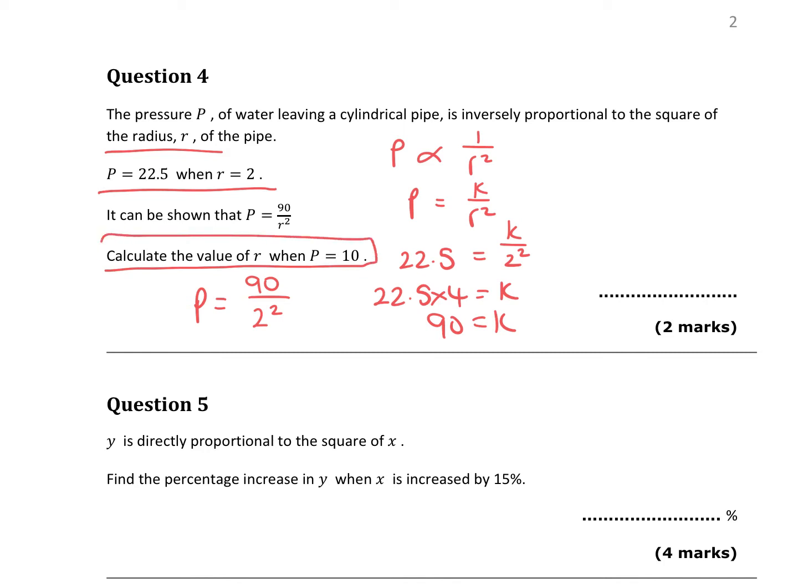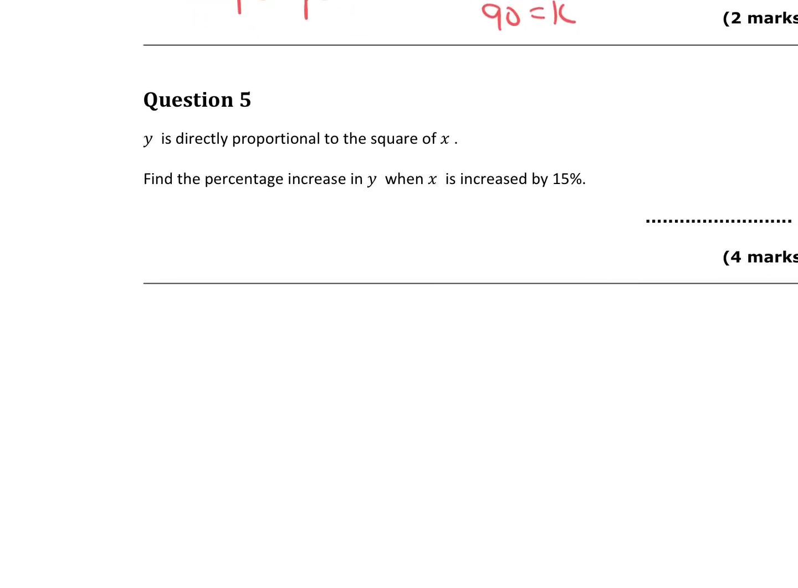Calculate the value of R when P equals 10. So when capital P equals 10, sorry, that should be an R squared on the bottom, shouldn't it? When P equals 10, we've got 10 equals 90 over R squared. 10r squared equals 90, divide by 10, r squared is 9, so r is either 3 or minus 3. But we can't have a negative 3 this time, because if you think back to the start of the question, what is r? So r is the radius of the pipe. You can't have a negative radius of a pipe, so it's got to be just a positive 3. The negative wouldn't be possible.